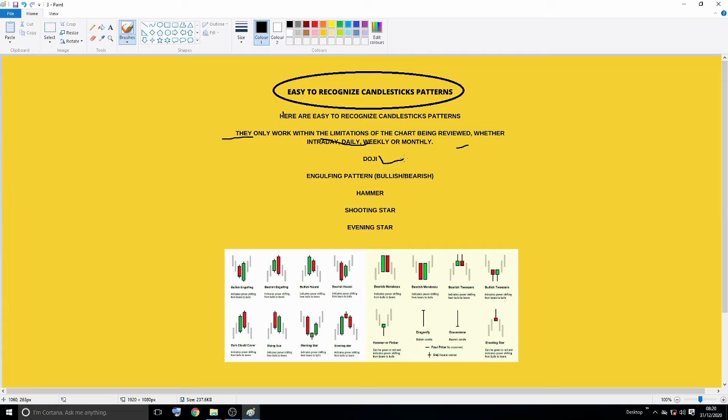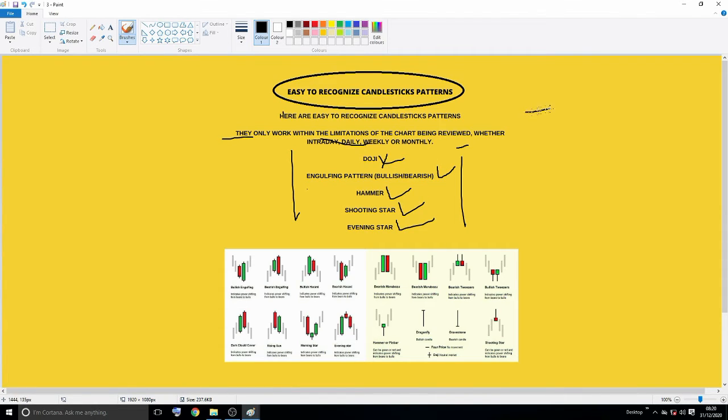So we have a doji, we have an engulfing pattern, bullish and bearish, we have a hammer, we have a shooting star, and we have an evening star. There are lots of candlesticks. These are the top 5 that I use, and I recognize them easily. You will also know how to recognize these candlesticks as time goes. So the doji comes in 3 forms.